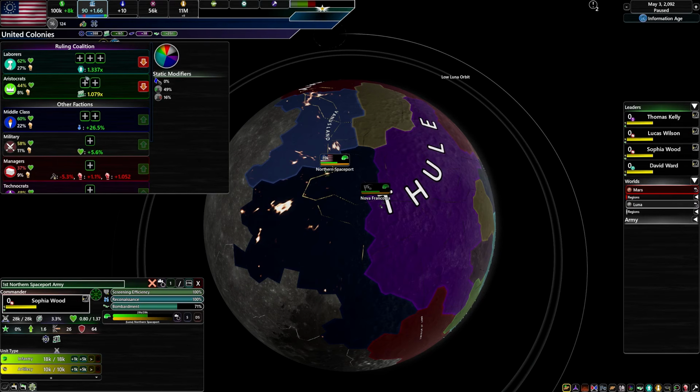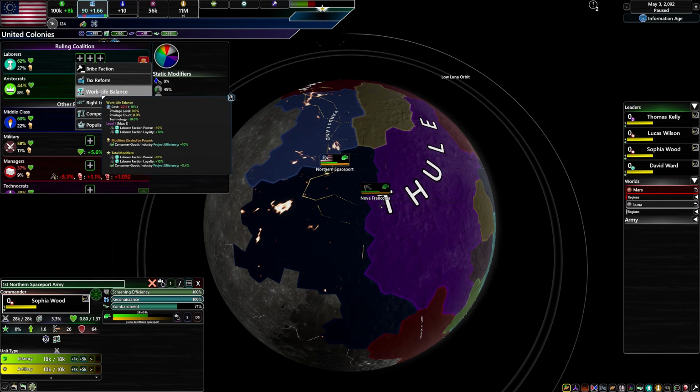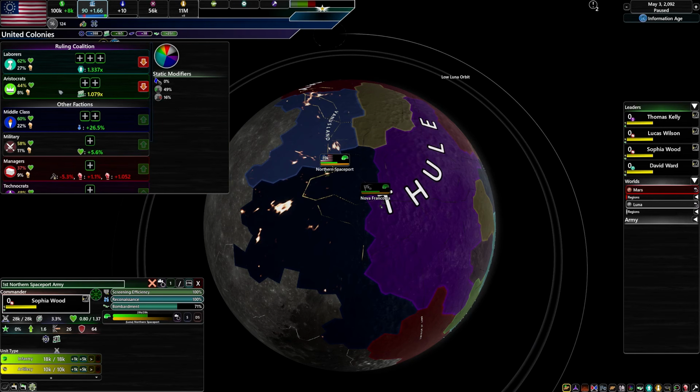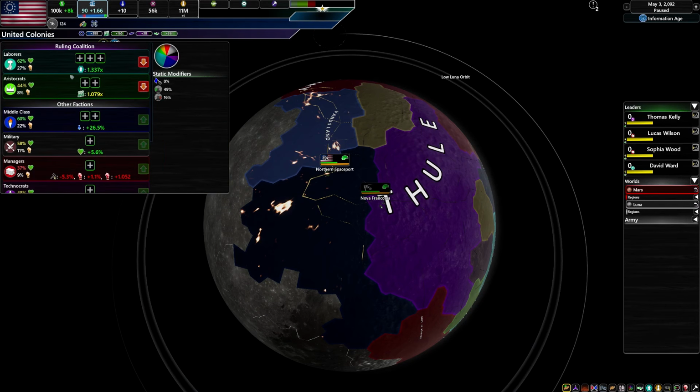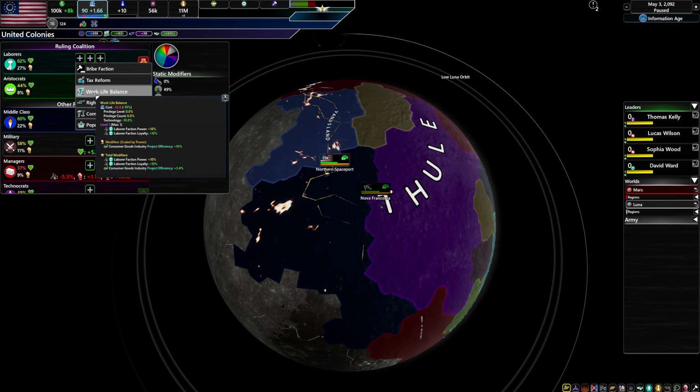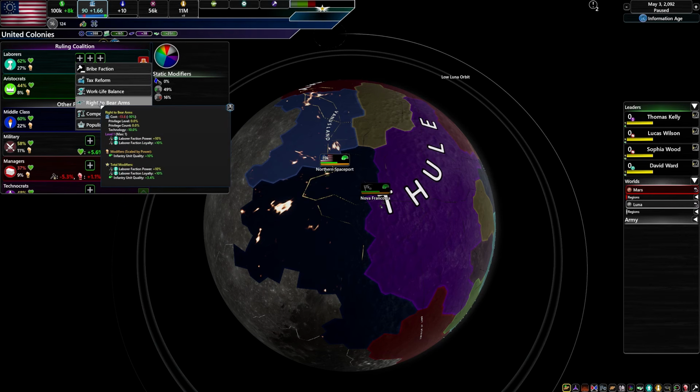Now, what that kind of means is that you're going to want to be careful which factions you give privileges to, because if you give privileges to a faction that is unhappy, it gets stronger. But the important thing is to give privileges to the factions that are strong and loyal.